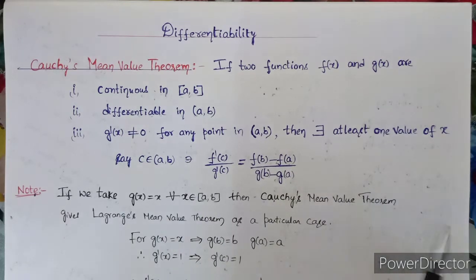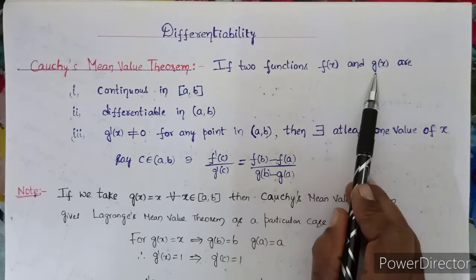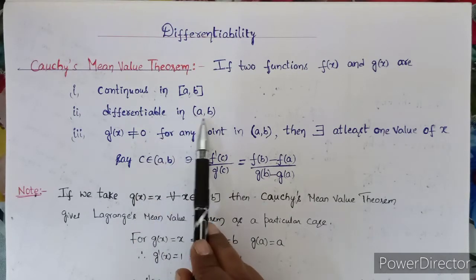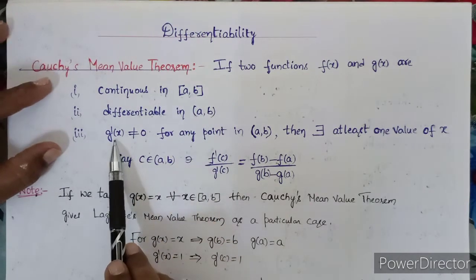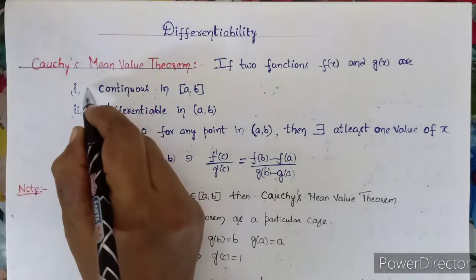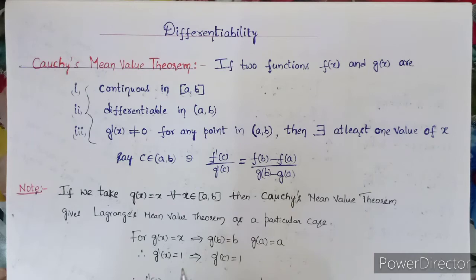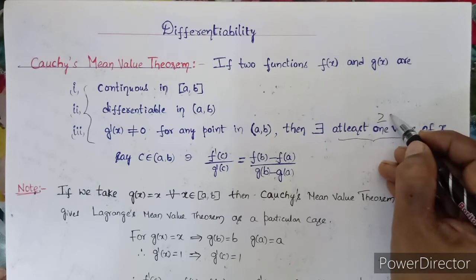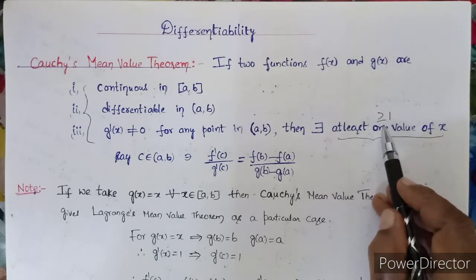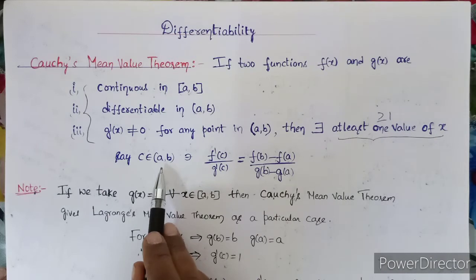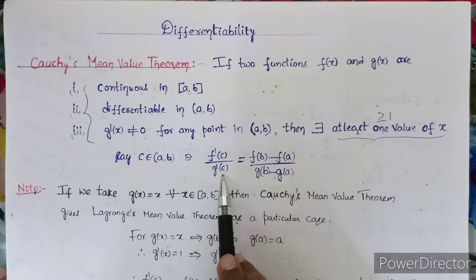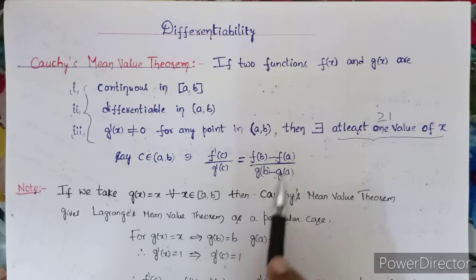This is the Cauchy mean value theorem. In this theorem, both these functions must be continuous in the closed interval, both must be differentiable in the open interval (a, b), and g dash x is not equal to 0. These are the three conditions of the Cauchy mean value theorem. Then there exists at least one value of x, that means greater than or equal to 1 value of x in this open interval. That point we call it as c, such that f dash c by g dash c is equal to f of b minus f of a by g of b minus g of a.